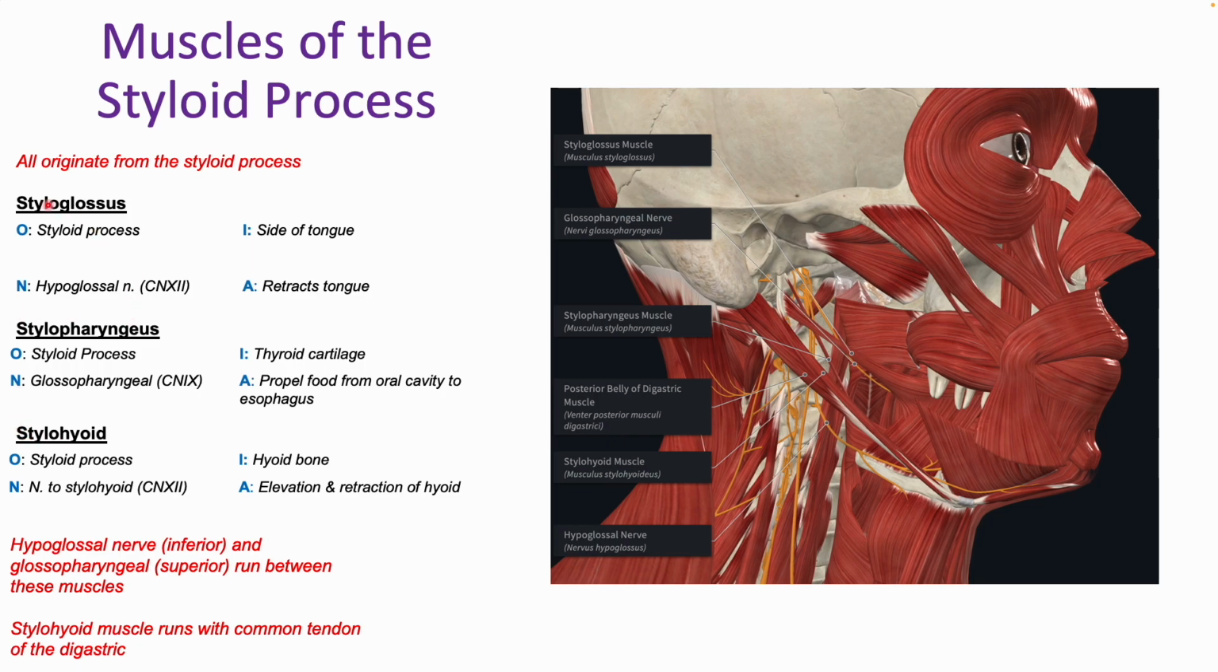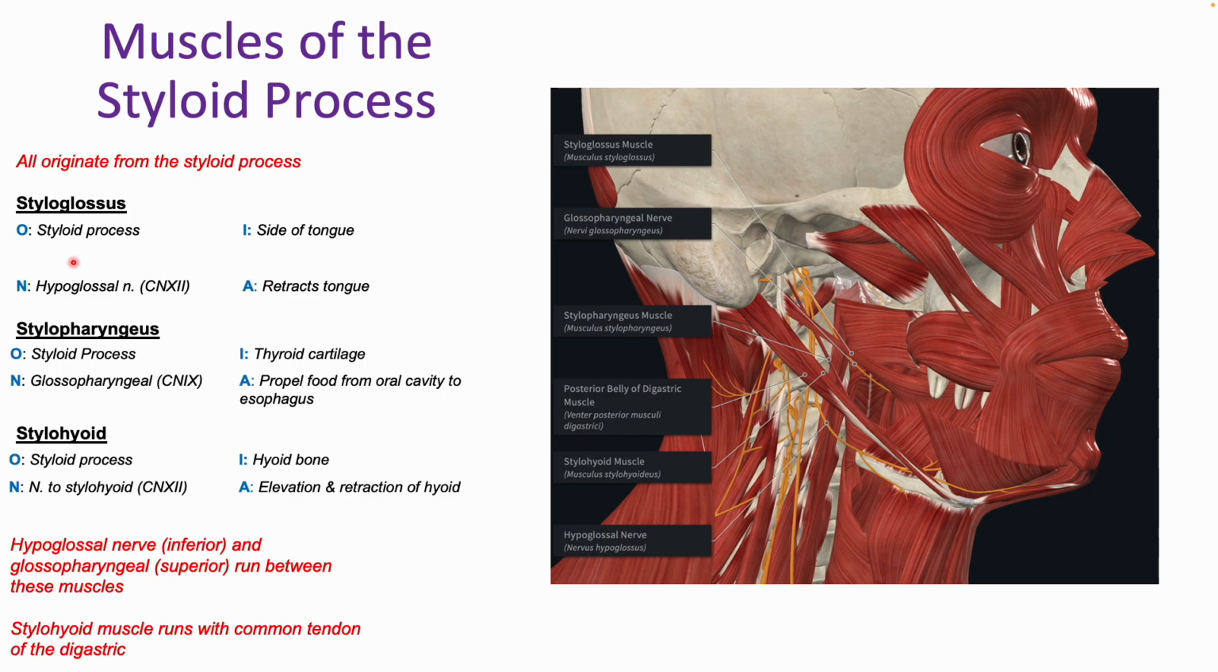And again, before just trying to remember these, think about what can you gather from the name. So the stylohyoid, that makes sense that it'll go from the styloid process to the hyoid bone. We have the stylopharyngeus, which is going to go from the styloid process to essentially the pharynx. It's going to insert on the thyroid cartilage in the pharynx, the stylopharyngeus. And then above that, we're going to have the styloglossus, which glossus is tongue. So we're going to insert on the side of the tongue.